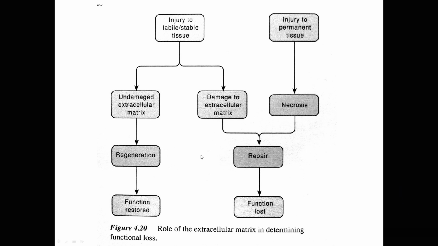And let me stress again especially the role of the extracellular matrix. Injury to a labile or a stable tissue will depend on the undamaged extracellular matrix. If undamaged, regeneration with restoration of function is present. If the extracellular matrix is damaged, repair by scar formation occurs, but function will be lost. Necrosis because of injury to a permanent tissue is also repaired by scar, and the function will be lost.